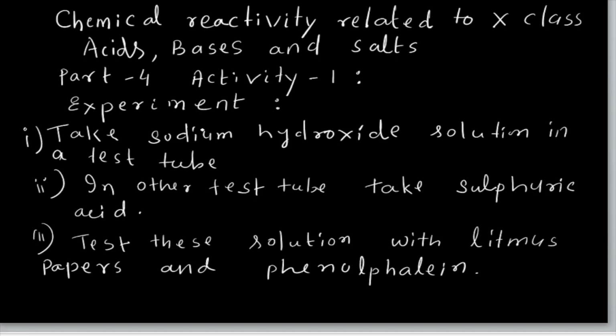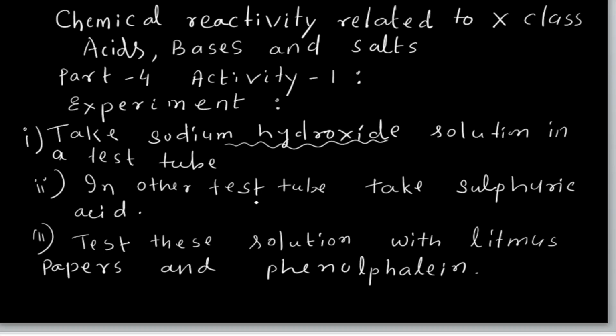What is activity 1? Take sodium hydroxide. This is the experiment. Sodium hydroxide you will take in a test tube. And what is the sodium hydroxide solution? Actually, sodium hydroxide is a type of white colored pellet. When you add this in a test tube and add water, that is called sodium hydroxide solution. Also, sodium hydroxide solution is available in the laboratory as a reagent. In a reagent bottle, you can see sodium hydroxide is written, and that means it is sodium hydroxide solution.